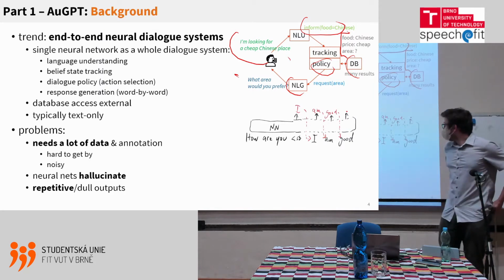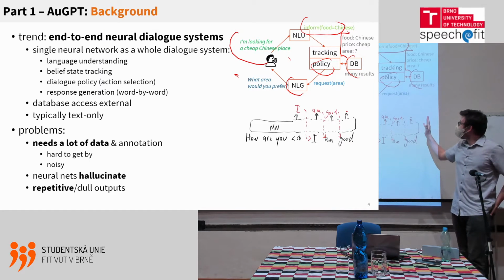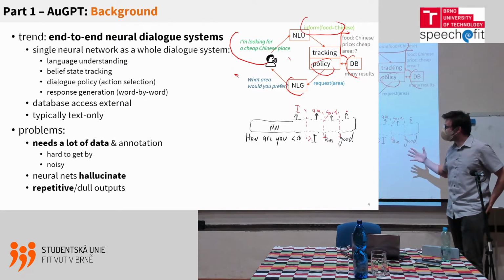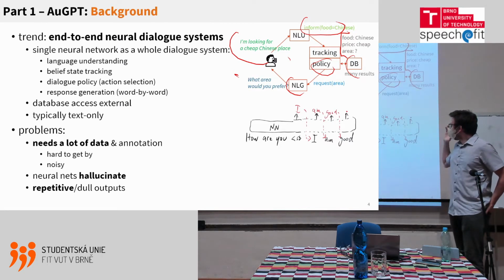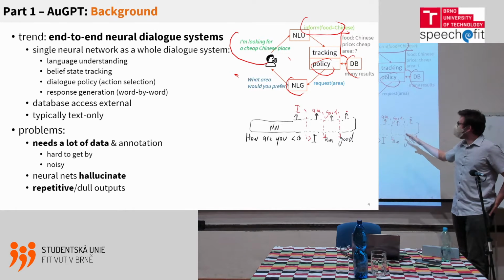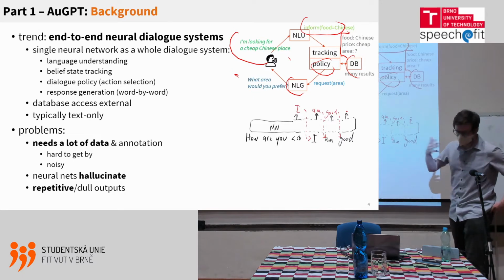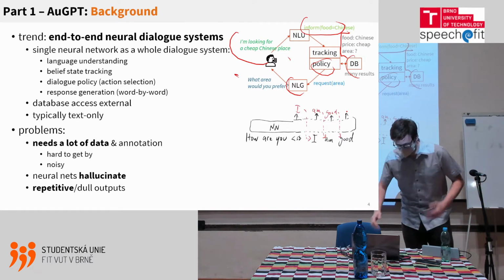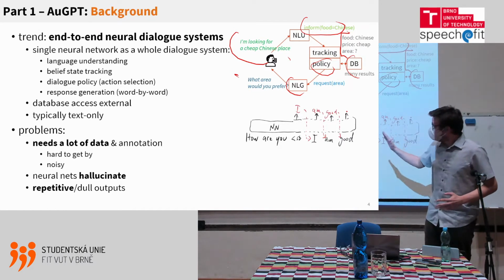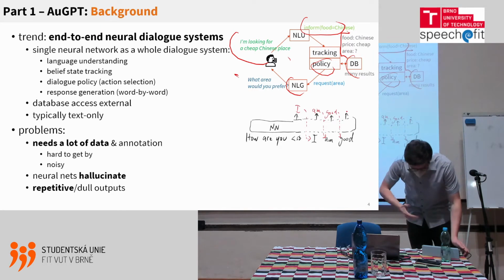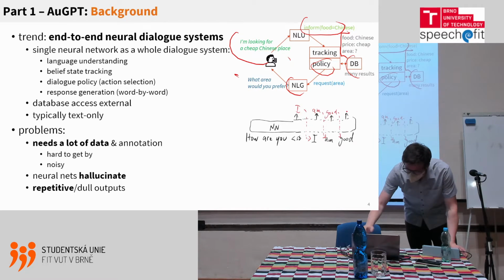And the last problem is that even despite having a lot of different sentences in the training data, what you usually get on the output is the most frequent, most common way of expressing things. So it might get a bit repetitive or slightly dull. This is the current status and the problems.